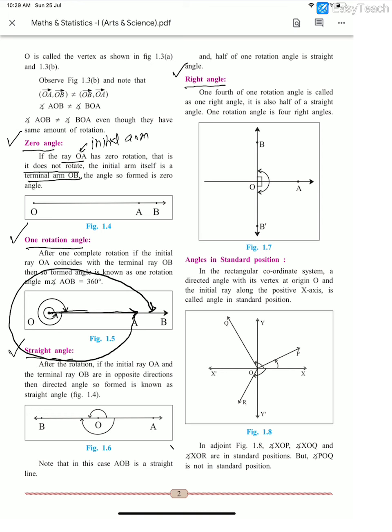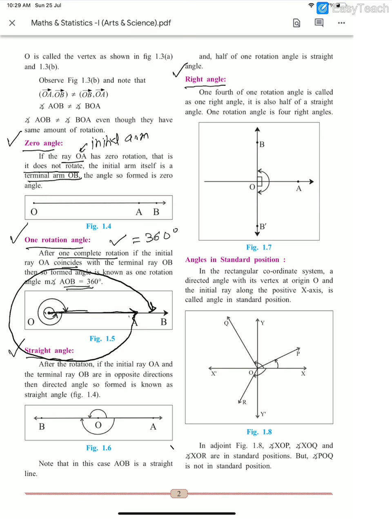So this angle AOB becomes 360 degrees. After one complete rotation, the initial arm coincides with the terminal arm. Coincide means they are on the same line. And this angle becomes 360 degrees. So this is called a one rotation angle. One rotation angle means 360 degrees.